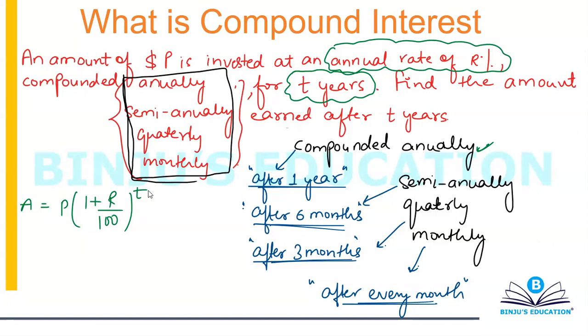That R percent is for 12 months. So for 6 months, my rate of interest will automatically become R by 2. For example, if the rate 10% is for 12 months, then for 6 months it will be 5%. Simple maths. So if you have an annual rate of R percent, but your money is being compounded semi-annually, then your rate of interest will become R by 2 for those 6 months. That's the first change.